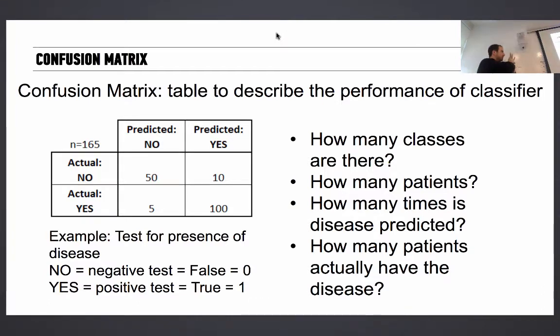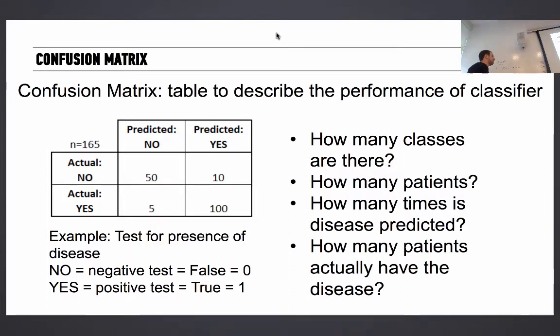So here is nothing new. Confusion matrix. We have our actual yeses and actual no's, and predicted yeses. It's a table to describe the performance of a classifier. So an example is that we always use a test for the presence of a disease. No means a negative test, yes is a positive test.